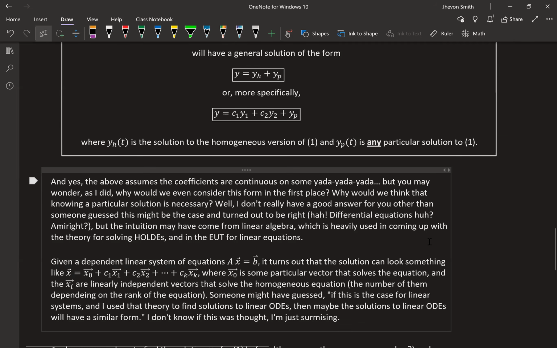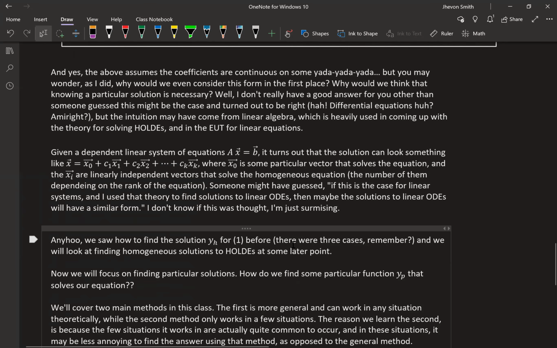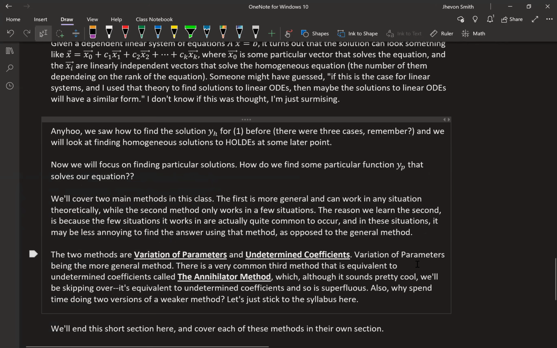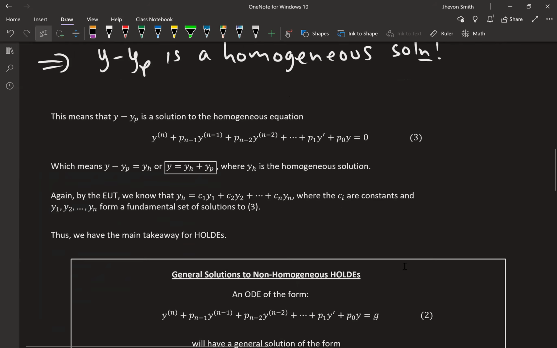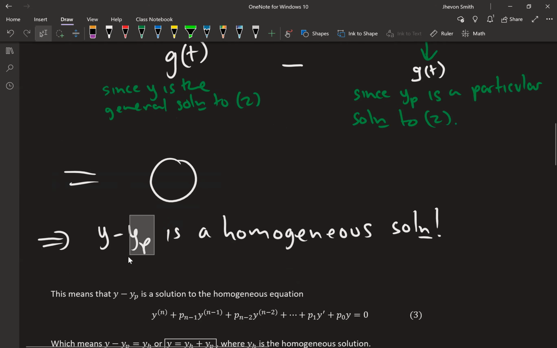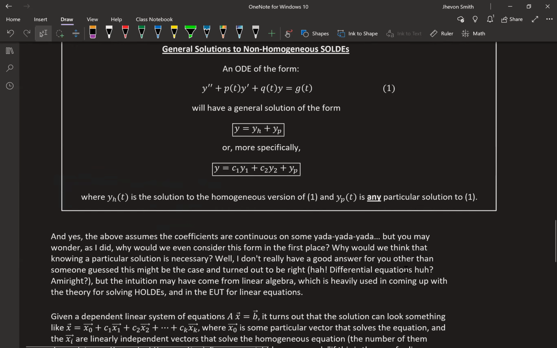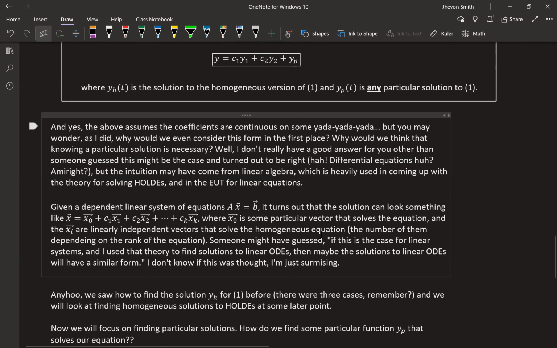So I explained here why we could make the guess. Why would you even think of saying, oh, let YP be some particular solution and look at the difference? Again, I don't really know for sure, but it's very similar to something you would see in linear algebra. For those of you who know linear algebra, if you have a dependent linear system, the solution always looks something like this.